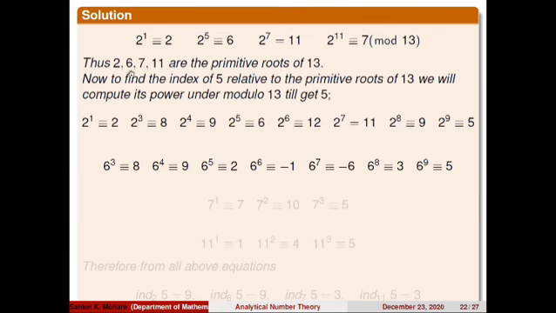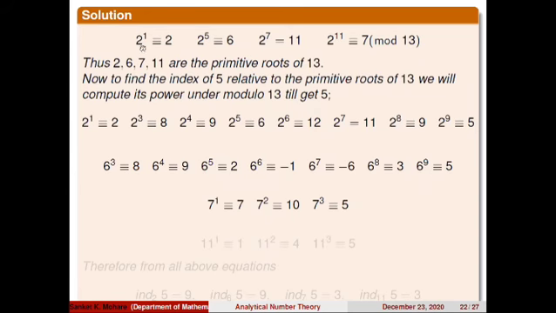Similarly, the next primitive root is 6, so we are going to compute its powers. 6 to the power 1 is congruent to 6 modulo 13. Then 6 square is congruent to what? 6 square is 36, and 36 minus 26 is 10. So 6 square is congruent to 10 modulo 13. Then 6 cube is congruent to 8. Similarly, 6 to the power 4 is congruent to 9. 6 to the power 5 is congruent to 2. Then 6 to the power 6 is congruent to minus 1 modulo 13. Okay, finally we reach 6 to the power 9 is congruent to 5.